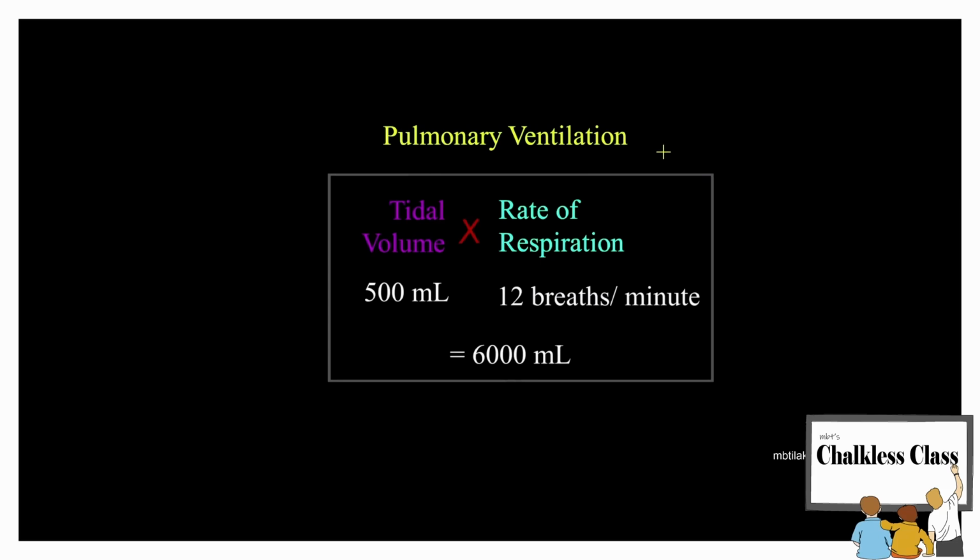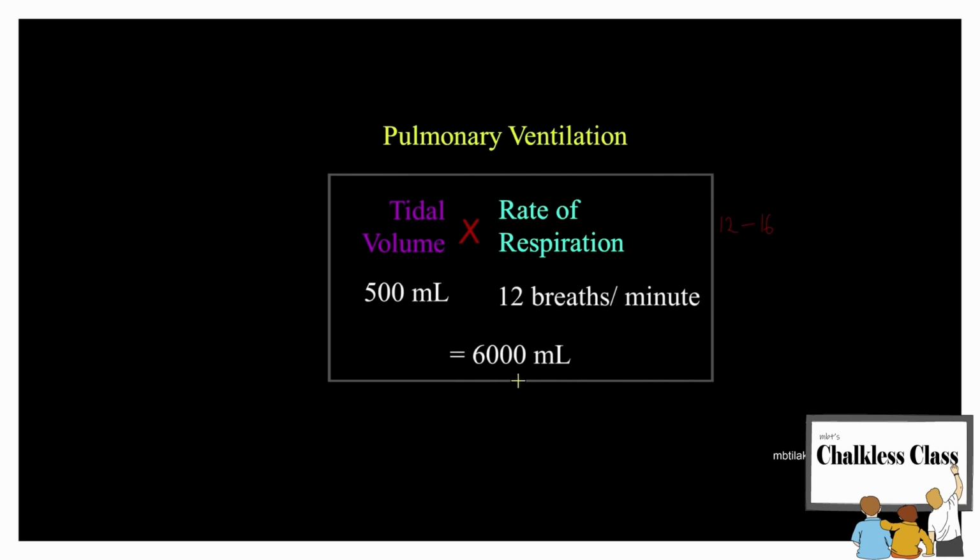Pulmonary ventilation is the tidal volume into the rate of respiration. That is the pulmonary ventilation. You know that the tidal volume is 500 ml. The rate of respiration may vary from 12 times to 16 times per minute. So here we have taken 12 breaths per minute. So 6000 ml is the pulmonary ventilation. This pulmonary ventilation is calculated per minute. So this is called minute ventilation.